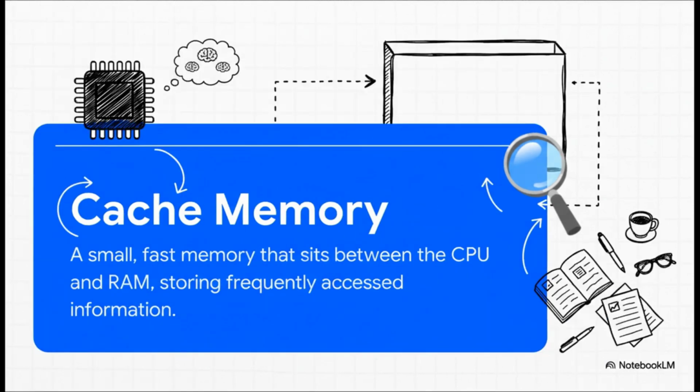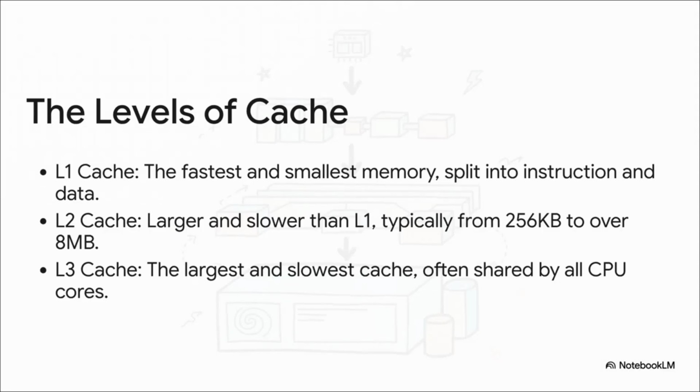Okay, so if registers are the CPU's immediate thoughts, what's next? That would be cache memory. And the best way to think about cache is like the CPU's personal notepad, or the stuff it keeps right on its desk. It's a small, super fast buffer that holds on to information it uses a lot, so the CPU doesn't have to make that long, slow trip all the way out to the main memory every single time it needs something. But it gets even more interesting, because cache itself is split into different levels, and this is where you really see the core trade-off of the whole system in action.